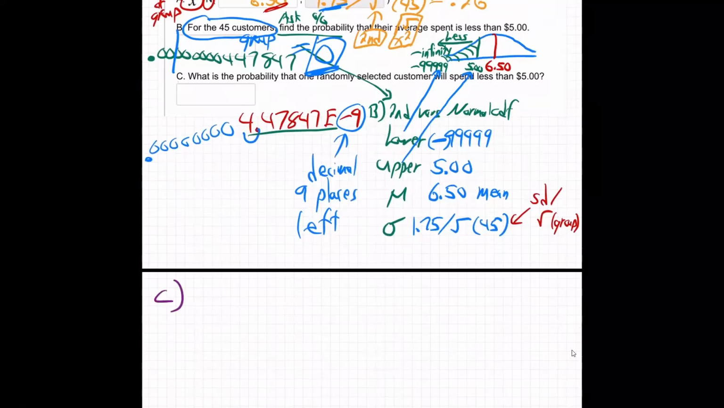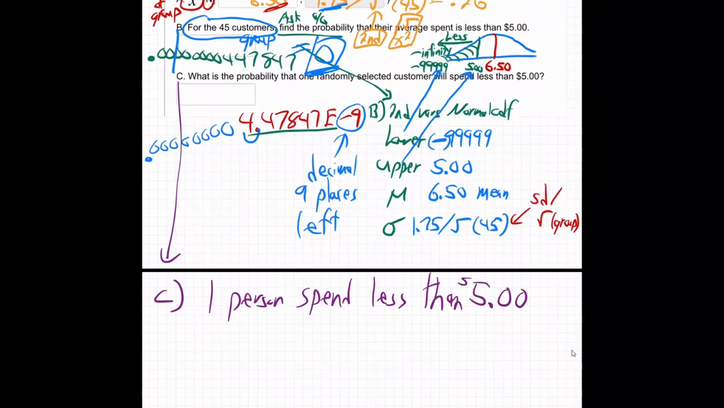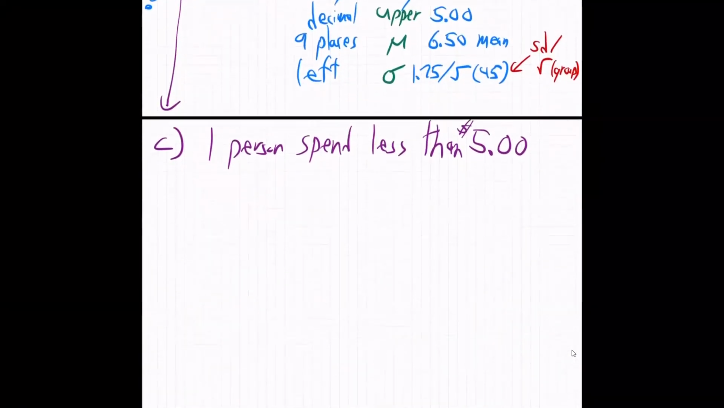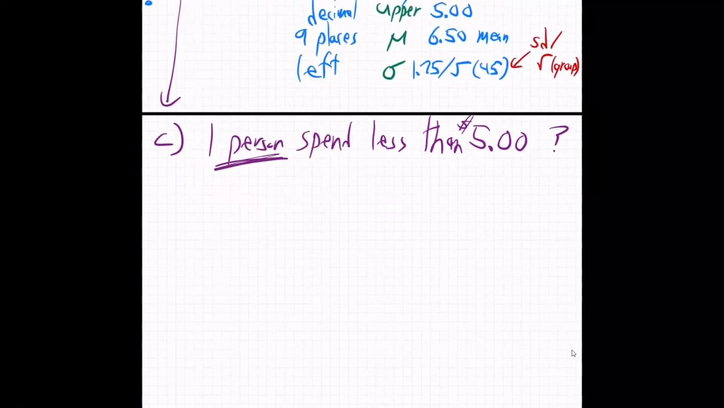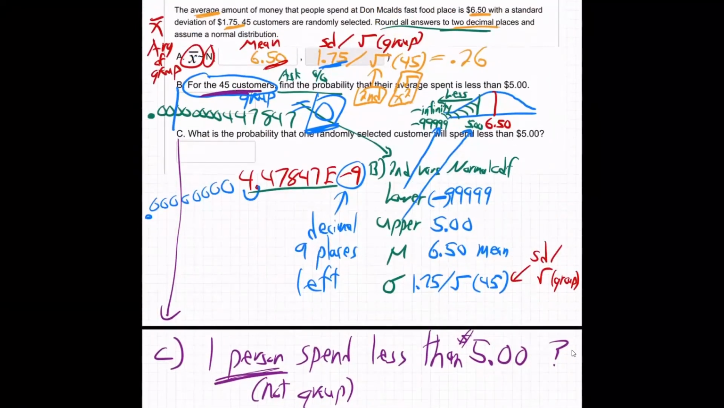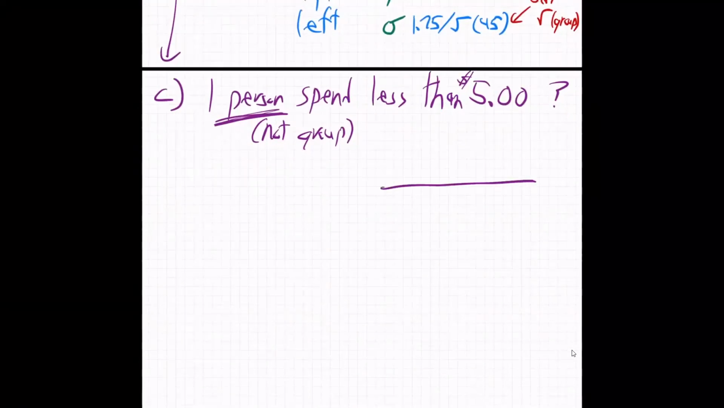Let me come down here. So for part C, one person spends less than $5. What's the chance of that? See how it's one person, not a group of 45. Whereas part B was 45 people, it was a group. They're both less than $5. They're both going to have the same kind of bell curve, right?